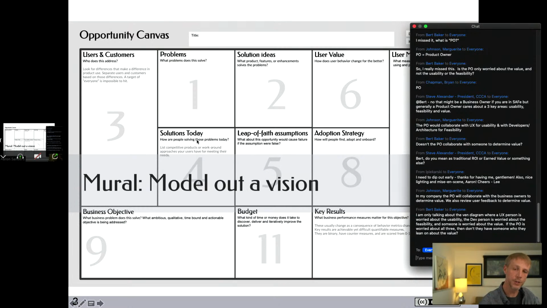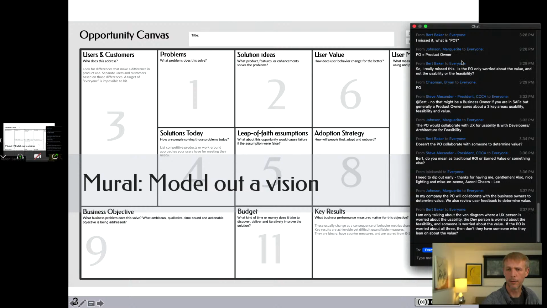Both the solutions today, well, actually all of it, but solutions today and leap of faith assumptions, I find are a great place to start with product discovery. Solutions today, you can do all sorts of competitive analysis, see if that is good enough. And then where we're guessing, we want to do the research to clear those out. So the left side of this is pretty good for discovery.